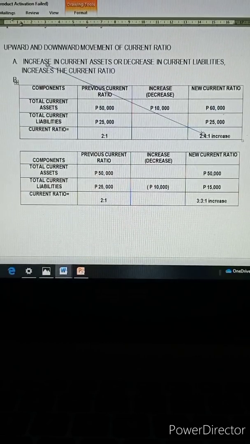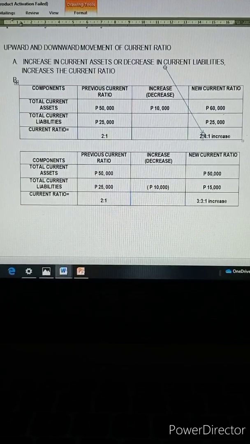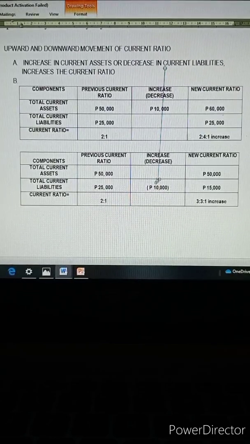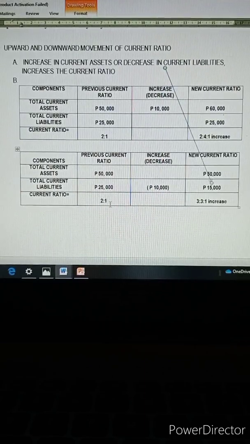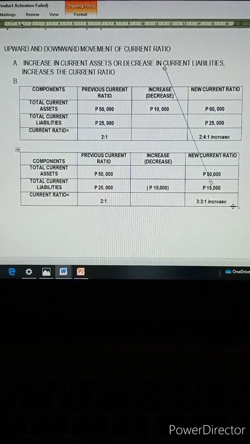On the other hand, a decrease in current liabilities also increases the current ratio. The decrease in current liabilities here is 10,000. So from total current liabilities of 25,000, it is now only 15,000. So from 2:1, it is now 3.3:1.